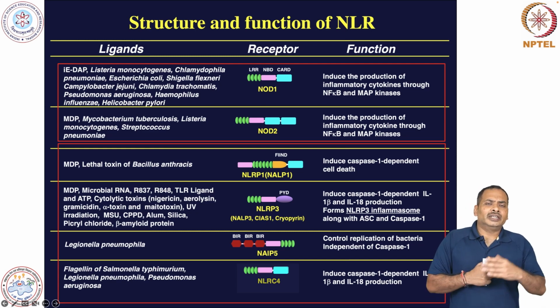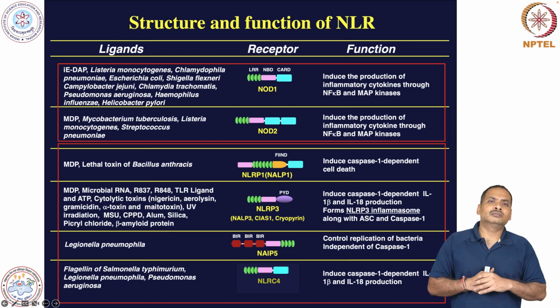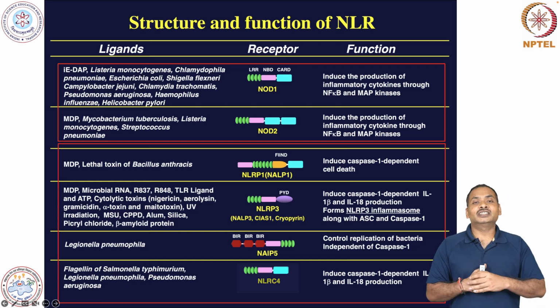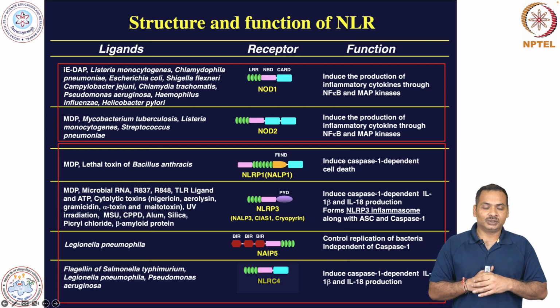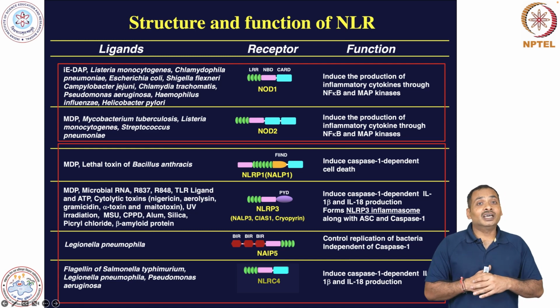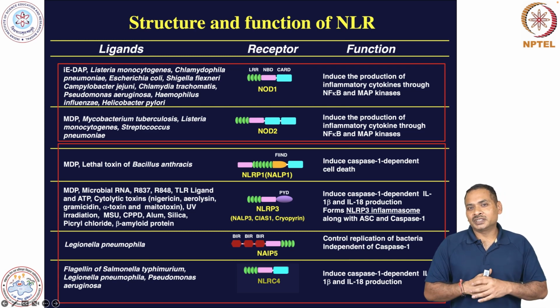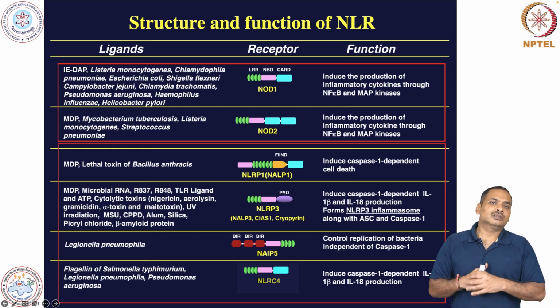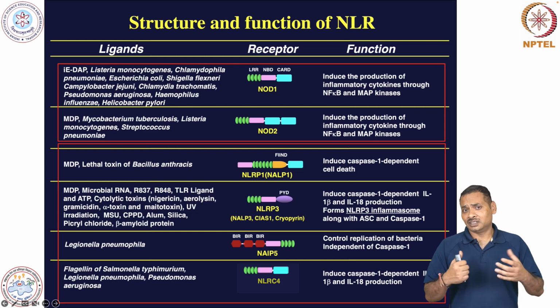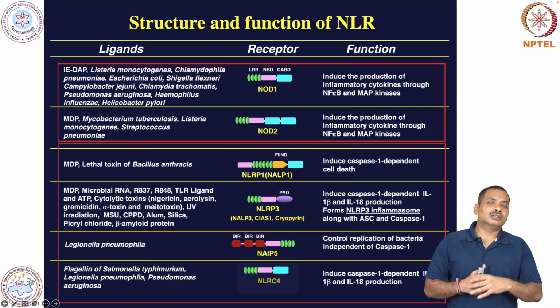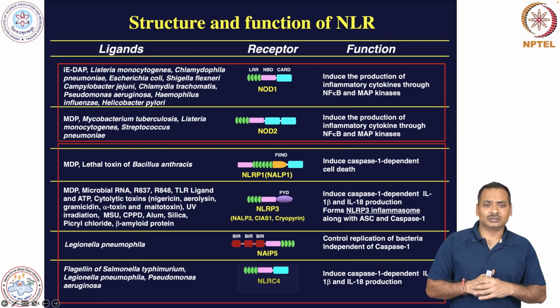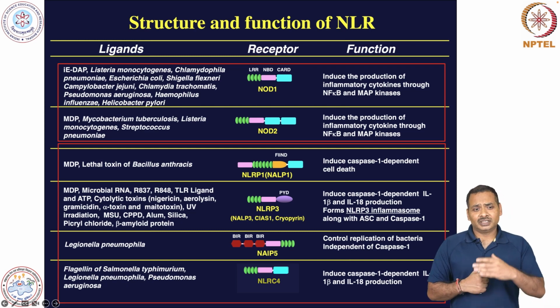NLRP3 can also be activated by our vaccine adjuvant. As I told you, in humans we use only alum as a vaccine adjuvant. So this can be activated by alum, and this can be activated by silica. Silica is relevant to people who work in cement factories or similar situations where there is generation of a lot of silica dust. Those individuals may develop some disease. So silica can also activate NLRP3.